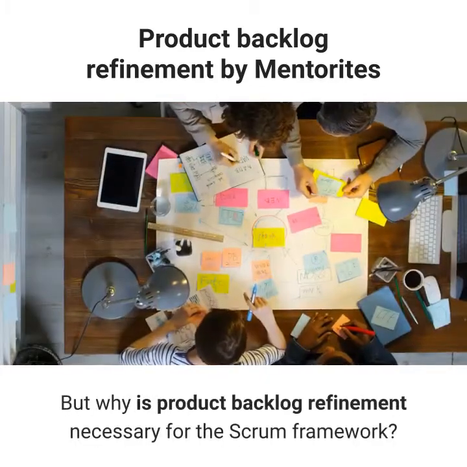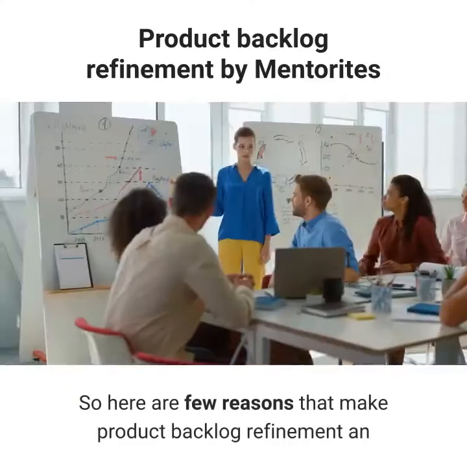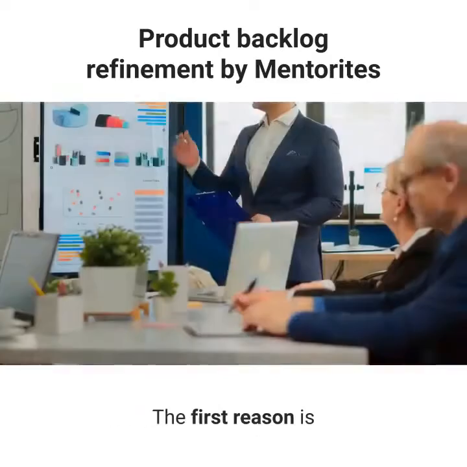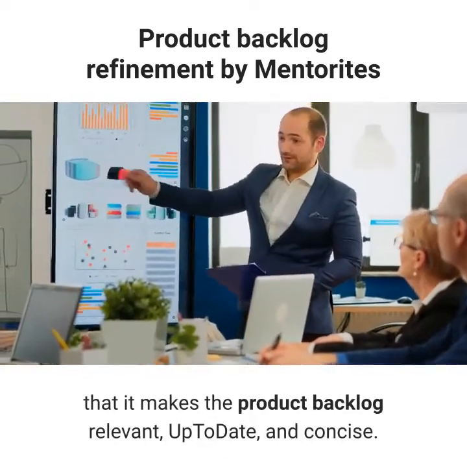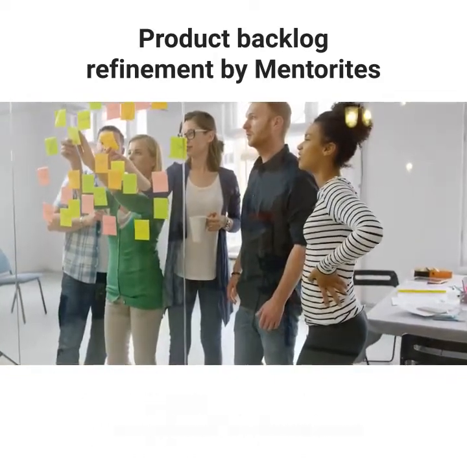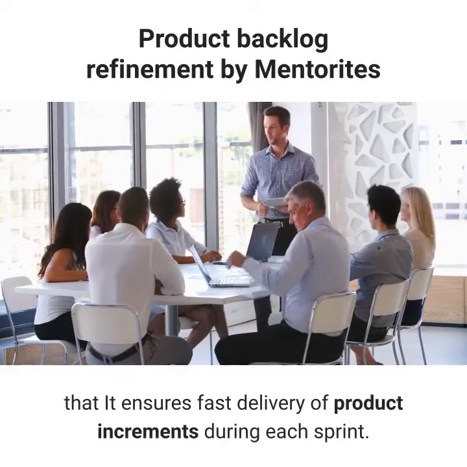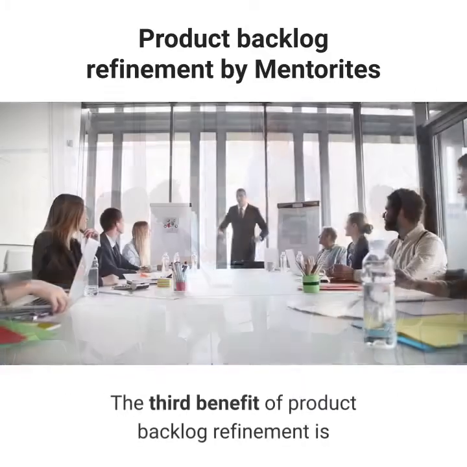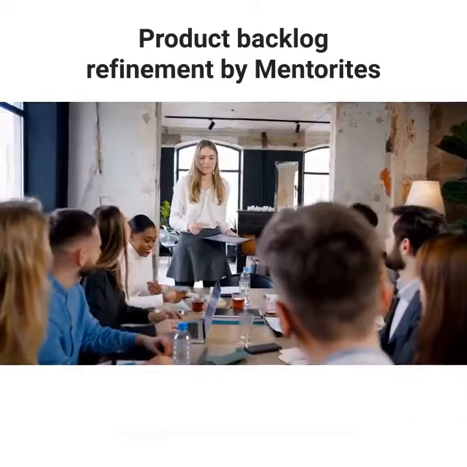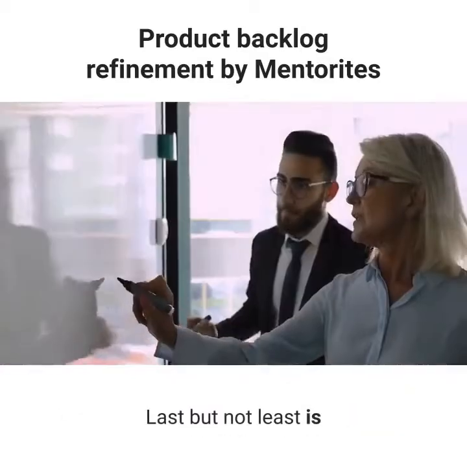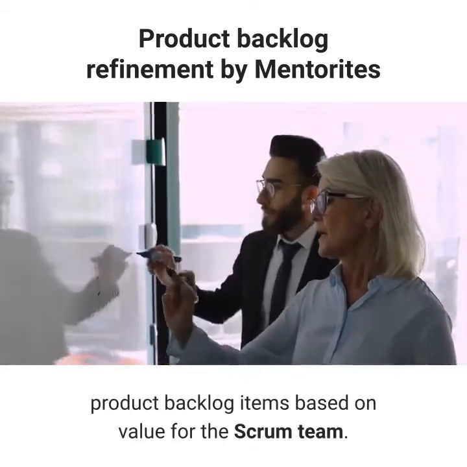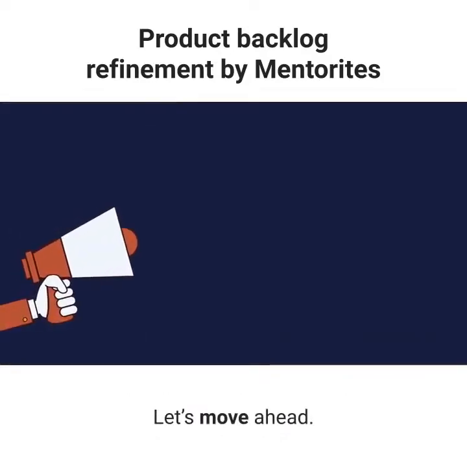But why is product backlog refinement necessary for the Scrum framework? So here are a few reasons that make product backlog refinement an essential part of the Scrum framework. The first reason is that it makes the product backlog relevant, up-to-date, and concise. Also, it improves the productivity of the Scrum team. The second reason is that it ensures fast delivery of product increments during each sprint. The third benefit of product backlog refinement is that it develops shared understanding among the product owner, development team, and stakeholders. Last but not least is that the product backlog refinement process prioritizes product backlog items based on value for the Scrum team.